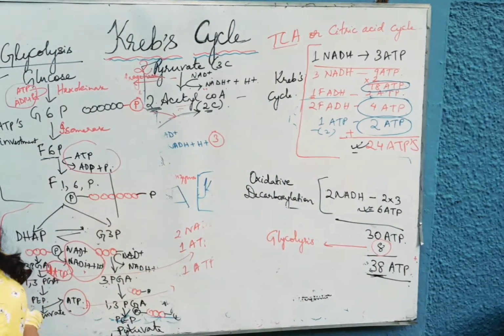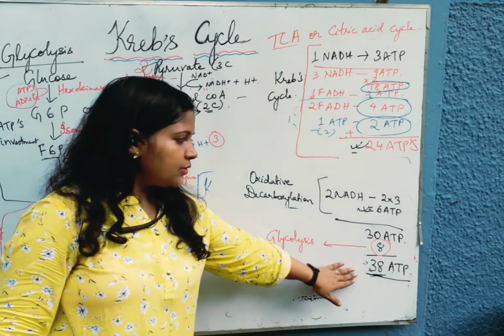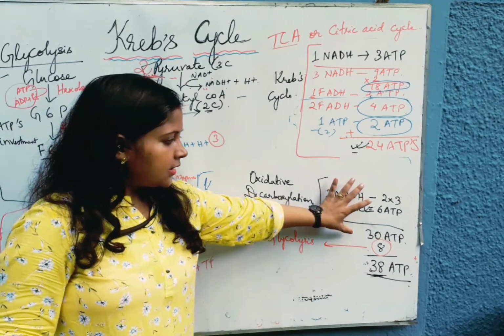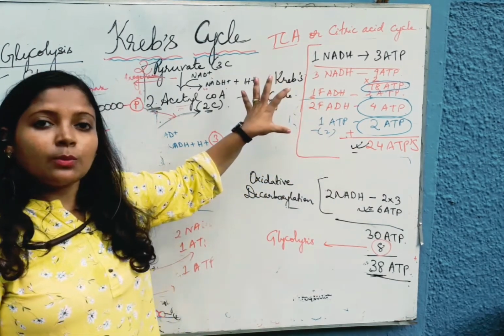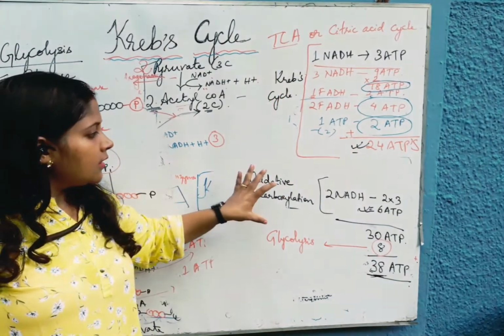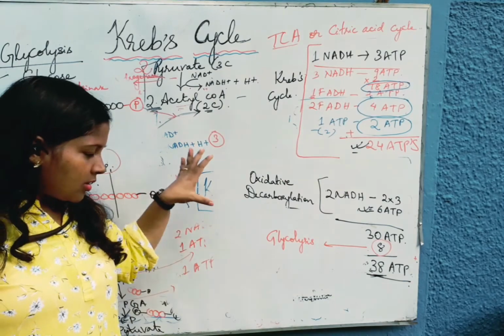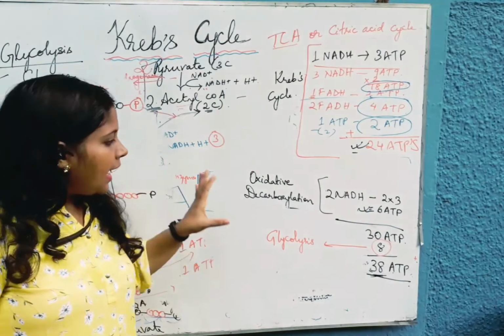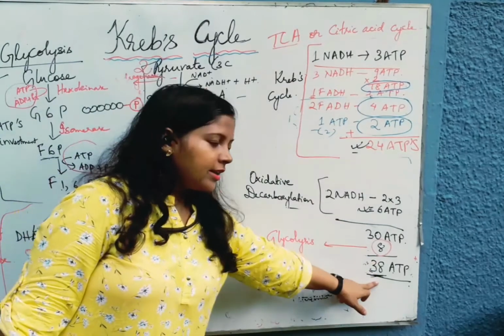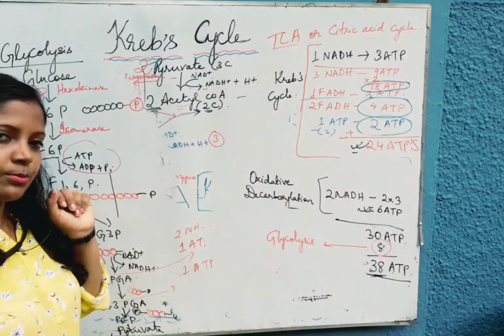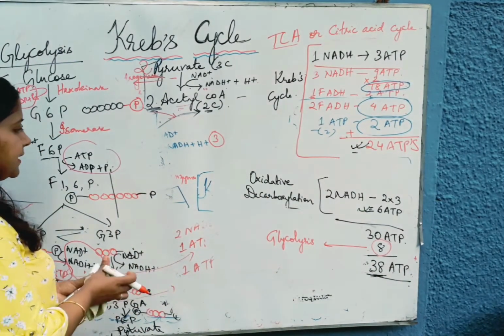Now, I hope you understood how the 38 ATP has been produced. That is, 24 ATPs are produced from the Krebs cycle, 6 ATP are produced from oxidative decarboxylation, and 8 from glycolysis. So in total you will get 38 ATPs produced. Now let's see the reaction.